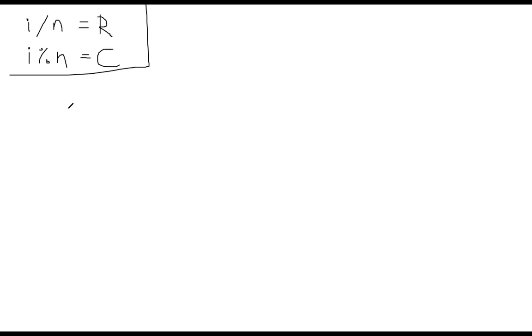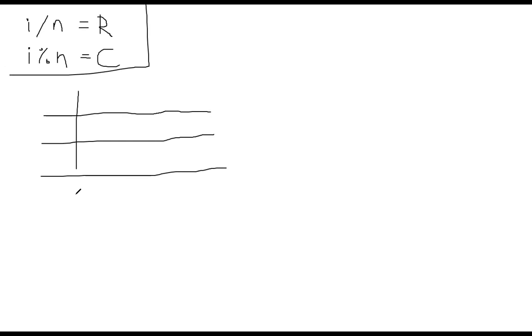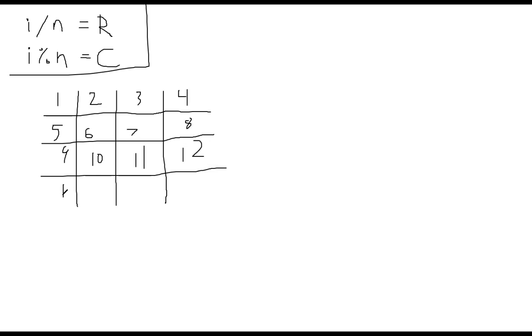And let's take a look at a slightly bigger matrix just to test this theory. So we'll go with a 4 by 4. 1, 2, 3, 4. 1, 2, 3, 4. And I'm going to label this again from 1 to whatever. 2, 3, 4, 5, 6, 7, 8, 9, 10, 11, 12, 13, 14, 15, and 16.